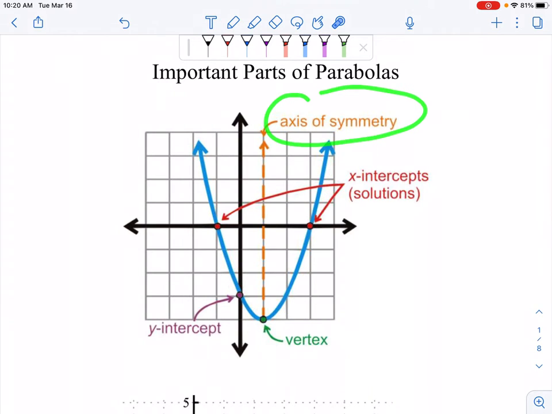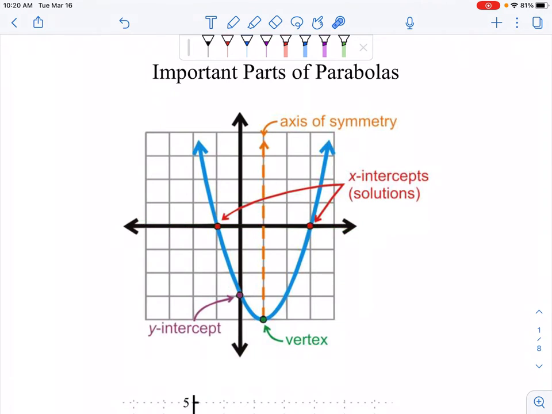Some important parts when we're making parabolas: we have our axis of symmetry, and that cuts down through the parabola, and any points reflect across that. So this point here reflects. I count one, and then one more away, and I have another point. Same thing here, I can go 1, 2, and then 1, 2. Anywhere we have points are going to reflect. The actual switch point here is called the vertex. And then we have our x-intercepts.